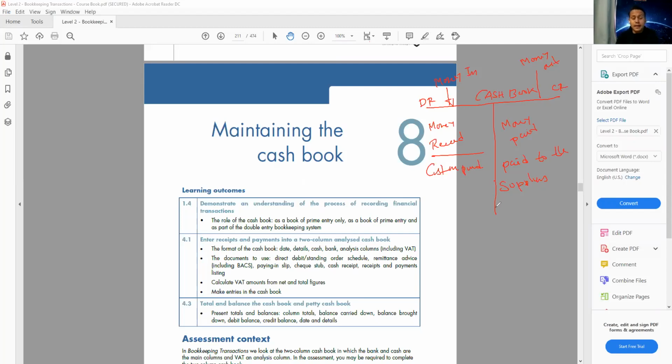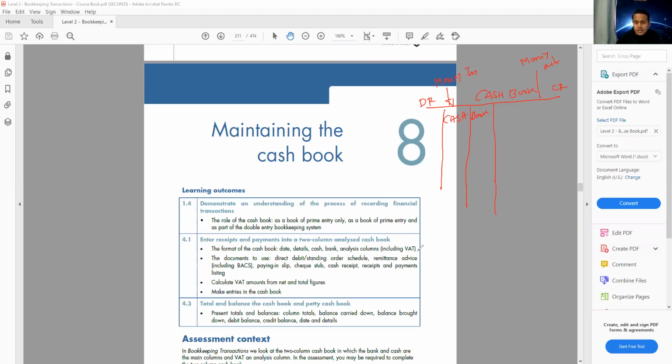The next point we have is how we are going to record on the cash book debit side and on the credit side. So let's have a look. For example, on the cash book, we have two columns. One is for the bank and one is for the cash. So we have a column for the bank and a column for the cash.